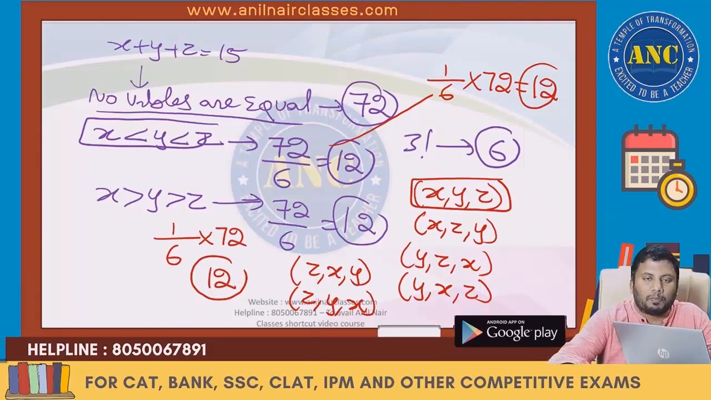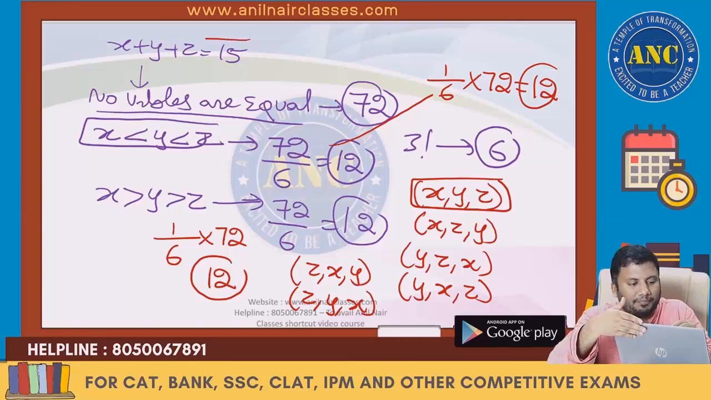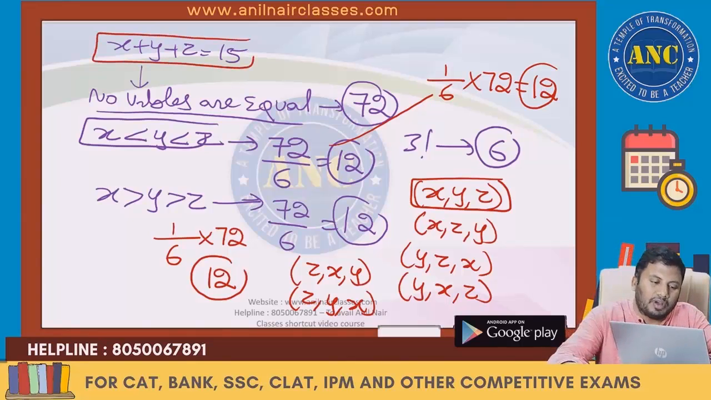X plus y plus z equals 15. The answer is 12 cases we got. Is it clear? Is it clear? Any doubt in this one?